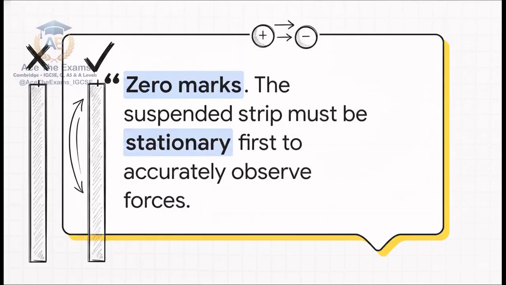Okay, let's see if you caught it. The examiner feedback here would be absolutely ruthless. 0 marks. The fatal flaw was the word swinging. As we established earlier, the suspended strip must be perfectly stationary first. If it's already swinging, you cannot accurately observe whether the second strip caused repulsion or attraction. Those small details in your practical descriptions matter immensely.